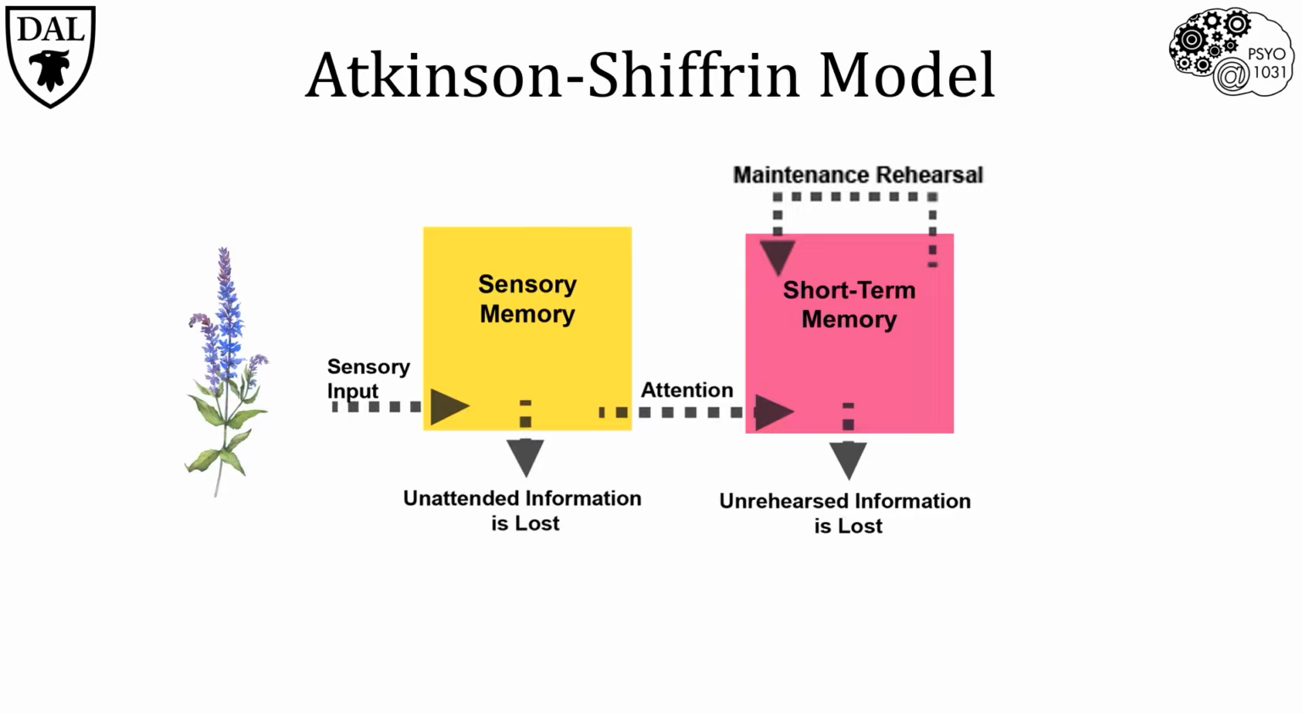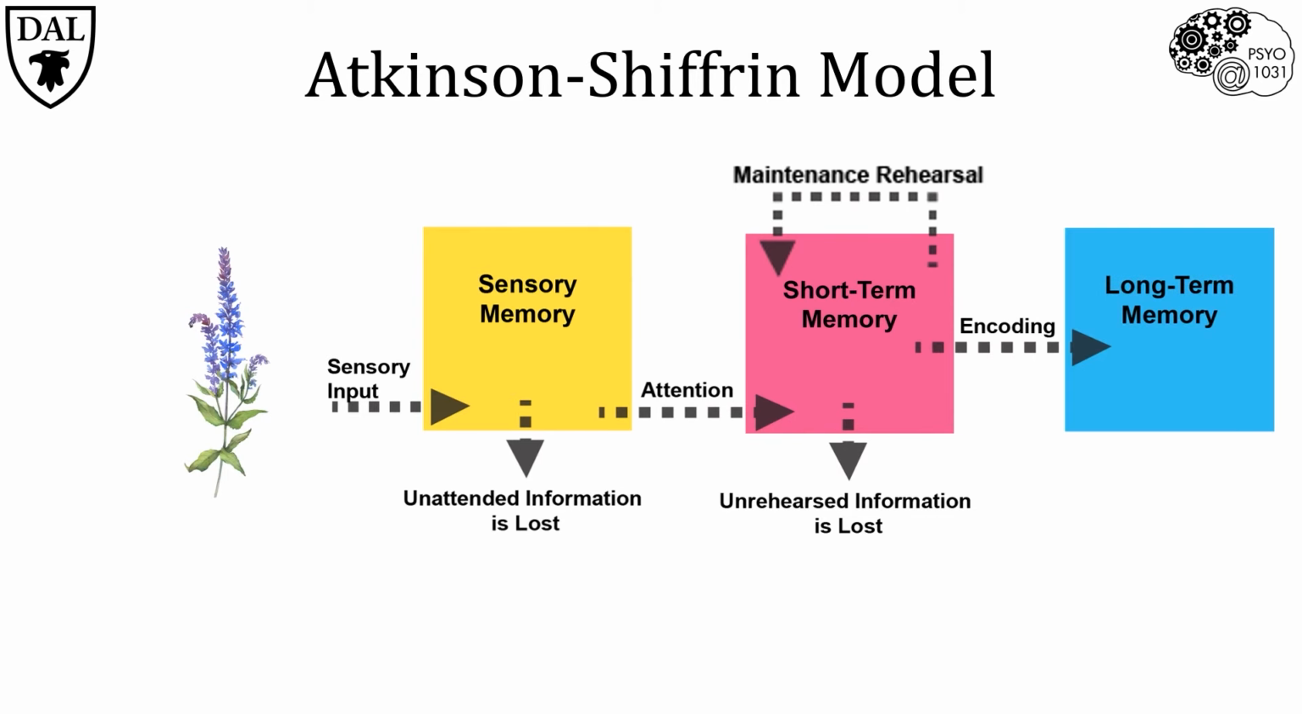Finally, if information in your short-term working memory is encoded, then it can be stored in your long-term memory. Once this information is stored, it may be retrieved and brought back to your short-term memory at a later time point. Again, back to our nature walk example, you likely will not continuously think about the purple flower for the rest of the day. It may leave your short-term memory.